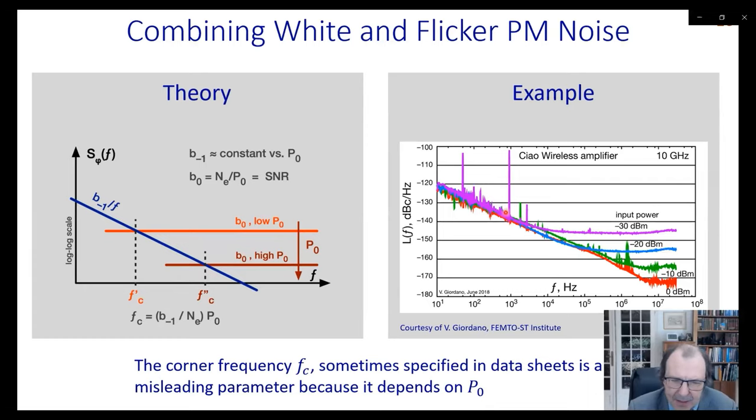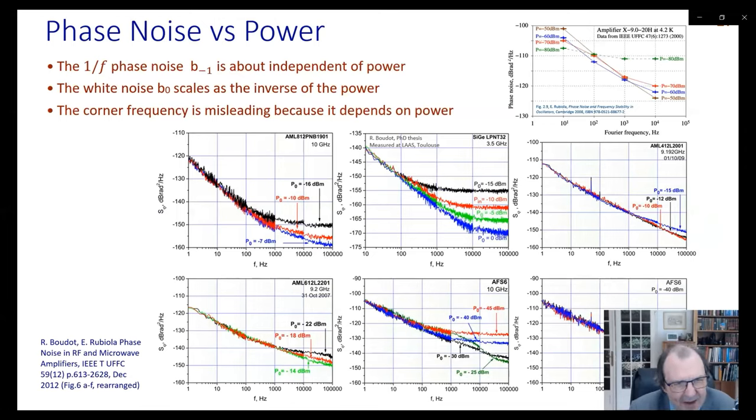And this is a plot given by my friend Vincent Giordano, here at Femto ST Institute. As you see, at different power levels, from 0 dBm, which is 1 milliwatt, to minus 30 dBm, which is 1 microwatt, so 3 decades wide, we see that the white noise follows the 1 over P law, and the flicker noise is rather constant, independent of power. So, this idea that flicker noise is independent of power has funny consequences.